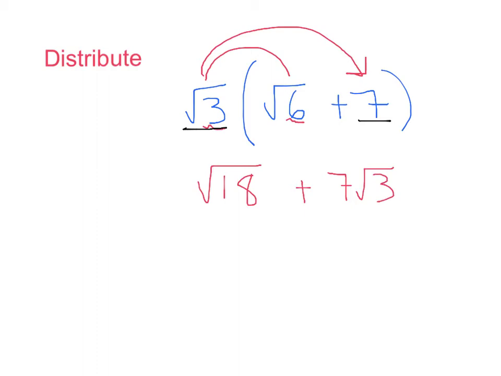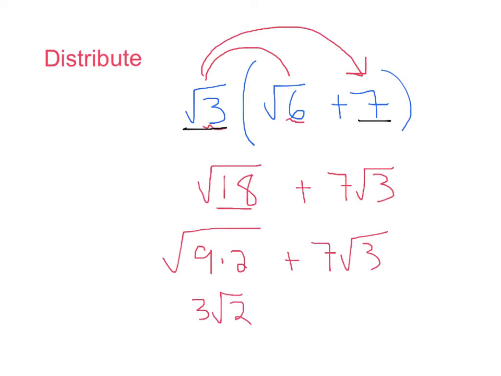And then you have to make sure every radical is fully simplified. So 18, how can we break that apart? We can do 9 times 2 plus 7 square root of 3. And then this becomes 3 square root 2 plus 7 square root 3. And then you check to see if you have like terms that you combine. And we do not. So right here is our final answer.